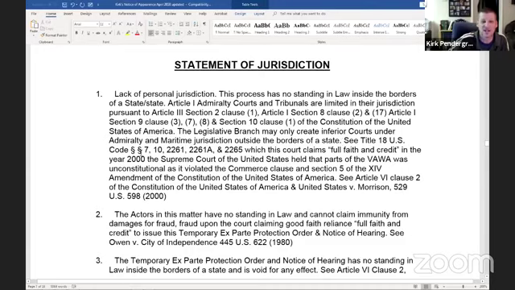Title 18 United States Code subsections 7 and 10, 2261, 2261A, and 2265, which this court claims full faith and credit. In the year 2000, the Supreme Court of the United States held that parts of the Violence Against Women and Children Act were unconstitutional as it violated the Commerce Clause and Section 5 of the 14th Amendment of the Constitution of the United States of America. Okay, that would be United States versus Morrison, 529 U.S. That was in 2000.